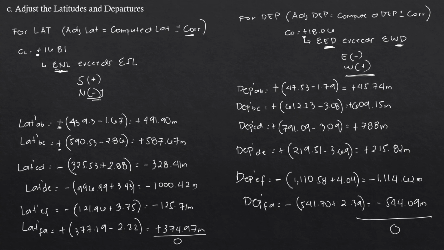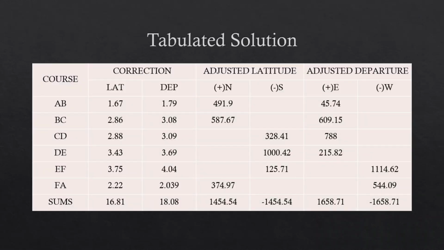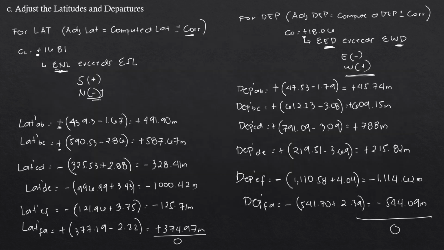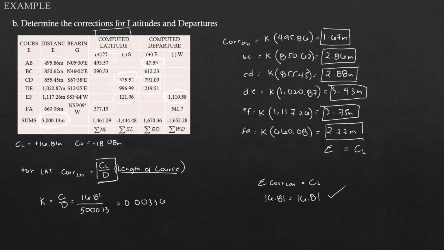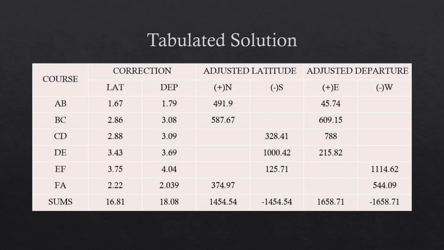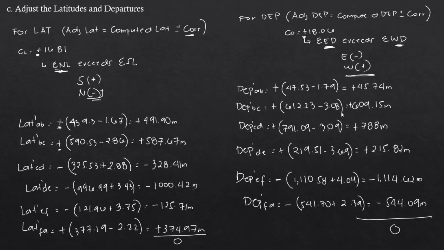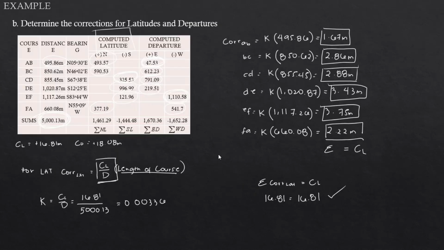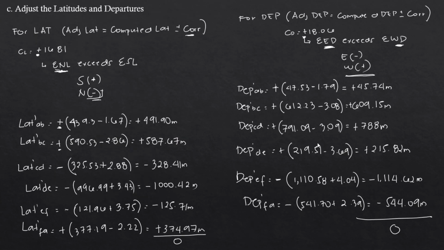Nakuha natin. Okay. So, ito yung tabulated solution natin. So, sa mga activities nyo, require kayo na magsulat ng ganito. Isulat nyo yan, yung computation. Then, after neto, gumawa kayo ng tabulated solutions natin. Ilagay nyo na yung mga values na nakuha nyo. Adjusted latitude, adjusted departure, lagay nyo na. So, ito siya. I-tabulate nyo yung mga nakuha nating values.